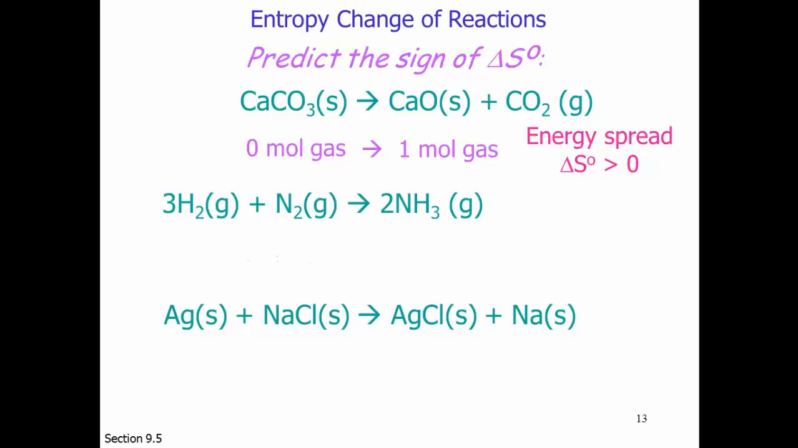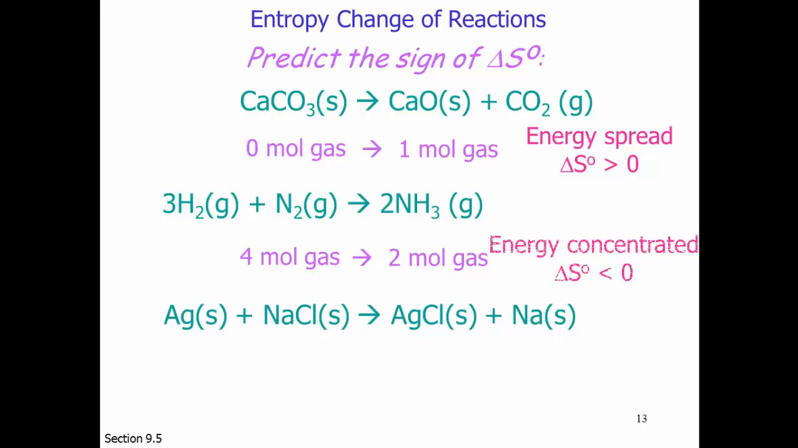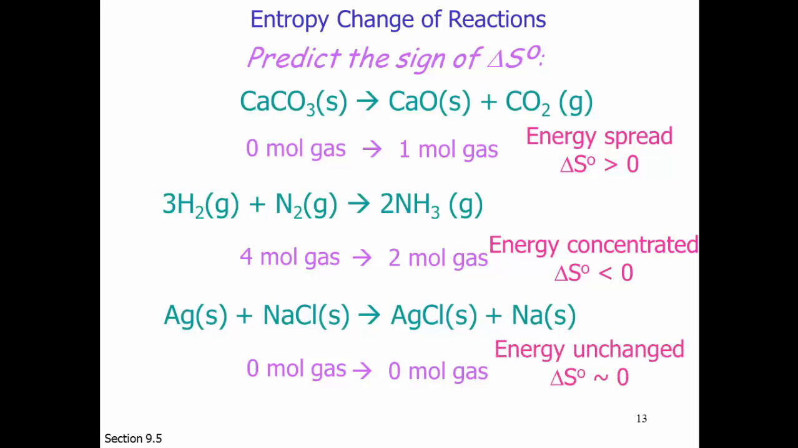In the second reaction, we are going from 4 moles of gas to 2 moles of gas. The moles of gas are decreasing, so delta S is negative because we're concentrating energy in fewer states. In the last example, we have 0 moles of gas going to 0 moles of gas. In this reaction, the entropy change is very close to 0. It's probably slightly positive or slightly negative, but not a very large value.